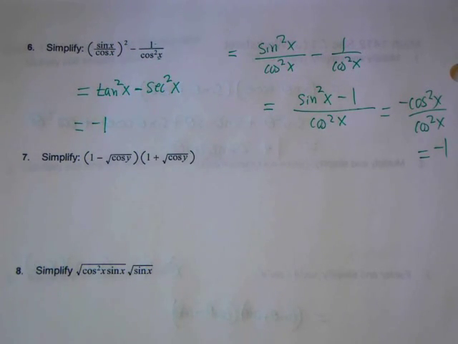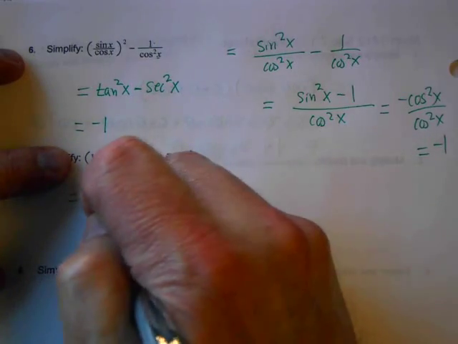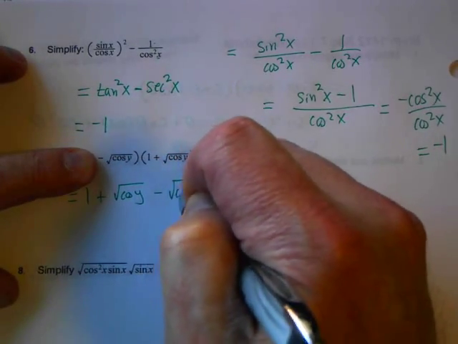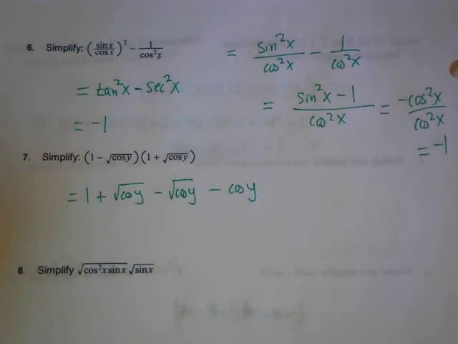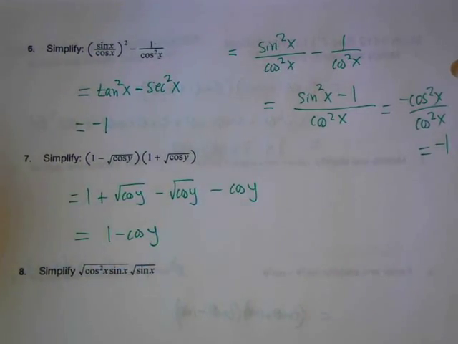All right, how about number 7? What would you do there? I would go ahead and FOIL. So I would have 1, and then I would have plus square root of cosine y, and then I would have minus square root of cosine y, and then I would have minus cosine y. Simplifying, I have 1 minus cosine y. That's the best I can do on that one. Questions on that one?